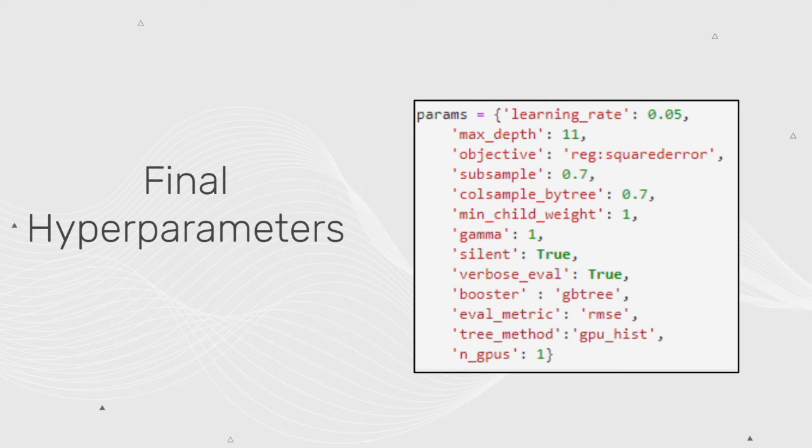The final hyperparameters for our XGBoost model look something like this, with a maximum depth of 11, the minimum child weight of 1, and of course the booster being the GB tree.